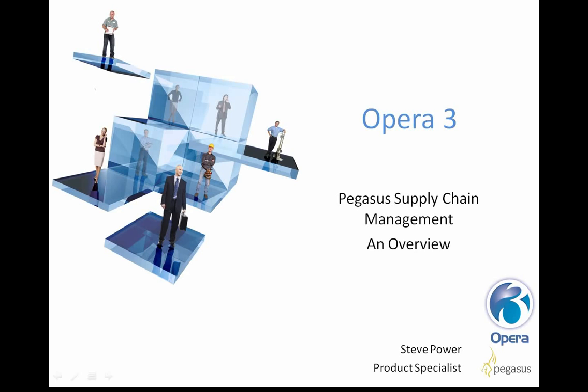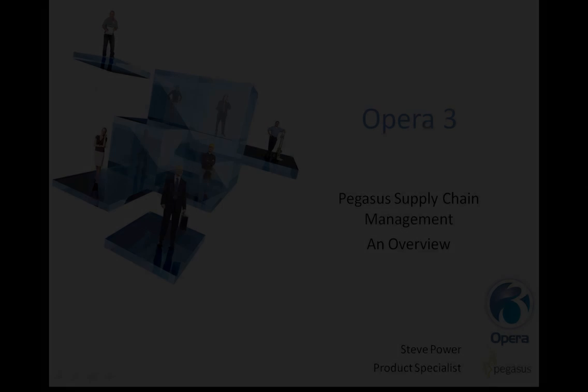My aim over the next 30 minutes or so is to concentrate on the Pegasus Opera 3 supply chain suite of applications to give you an overview of both the power and the flexibility that Opera 3 can bring to your business. I will show you how flexible the supply chain system is and how easy it is to extract information and analyse that data in many different ways.